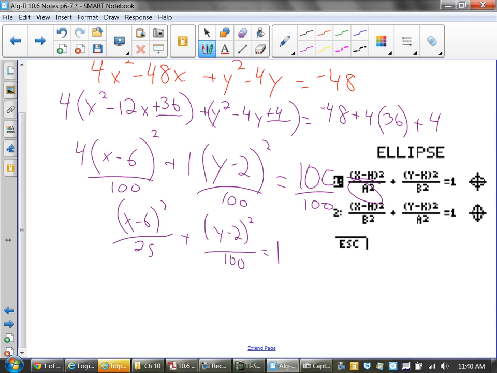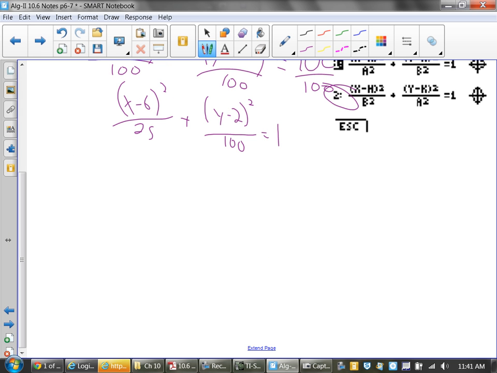So is this going left and right or up and down? This is an up and down one. So your center is at 6, 2 for your h and k. A squared is 100, so A is plus or minus 10. B squared is 25, so B is plus or minus 5. What will C be? Or excuse me, C squared?